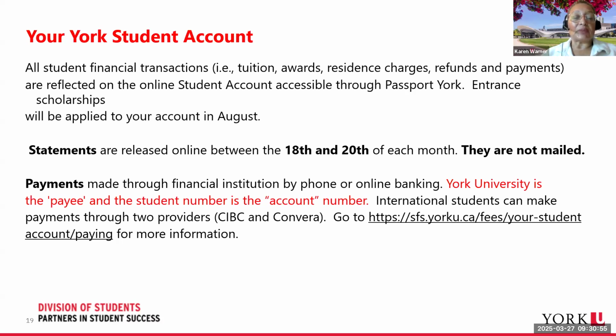When you are making payments from outside of the country, we do have partnerships with CIBC and Convera for you to make payments from your home country. Once you come to Canada and you set up your Canadian bank account, you will make your payments through that bank, with York University as the payee and your 9-digit student number. It's your reference number right now, but if you accept your offer of admission, that will become your unique student number. That is your account number for any payments that you're making to the account, okay? Next slide.